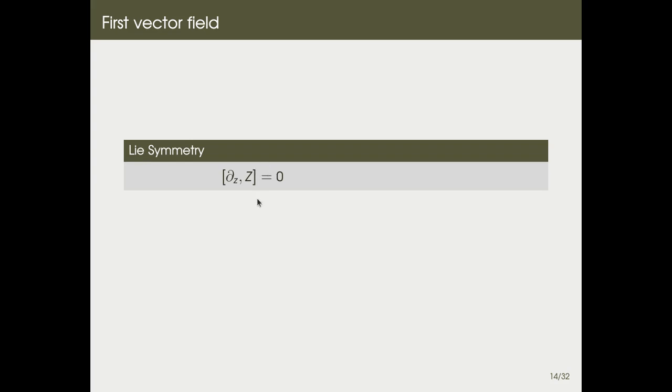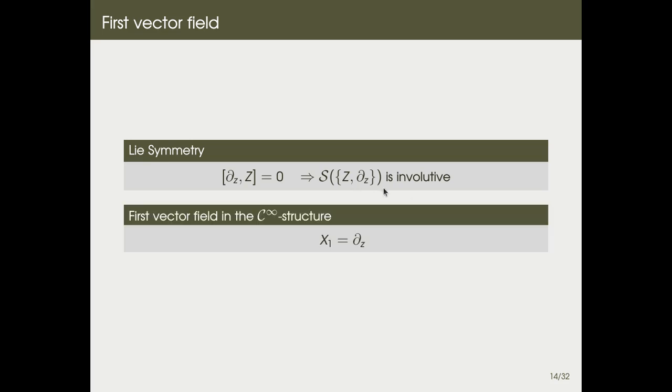Fortunately, the vector field ∂_s is a Lie symmetry, so in this case this distribution is involutive, and ∂_s is chosen as the first vector field for our infinity structure.